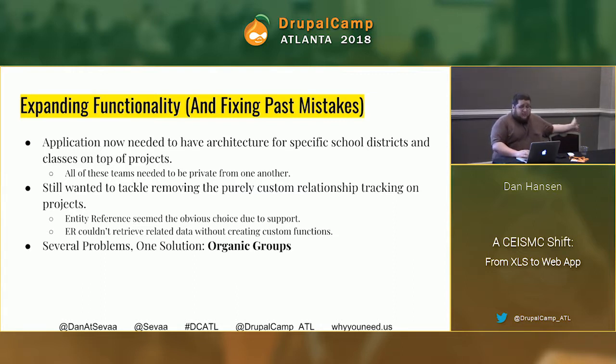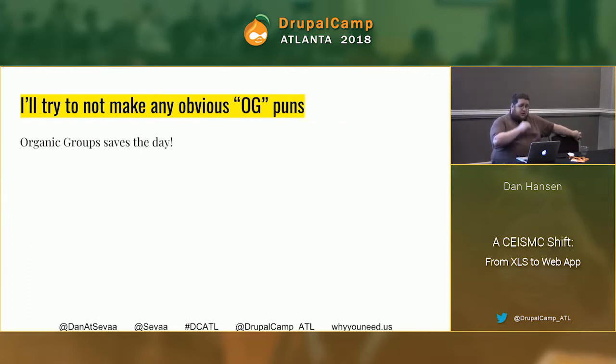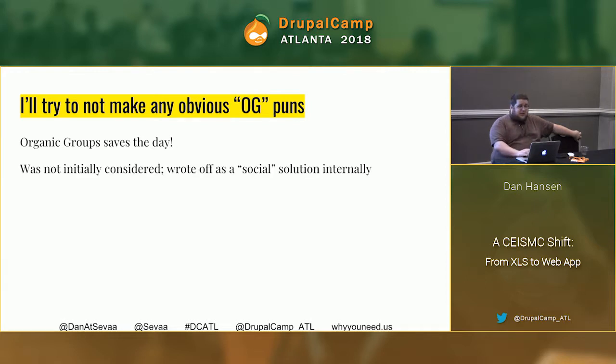So we had several problems and we reached one solution: organic groups. It really saved the day. We initially did not consider organic groups for this implementation because we wrote it off as a social solution. When you start talking to people about organic groups in Drupal, they talk about forums. They talk about, oh, this is how social media would look if you were going to implement it with Drupal. But it's really more basic than that.